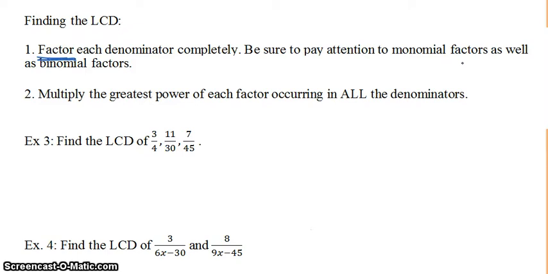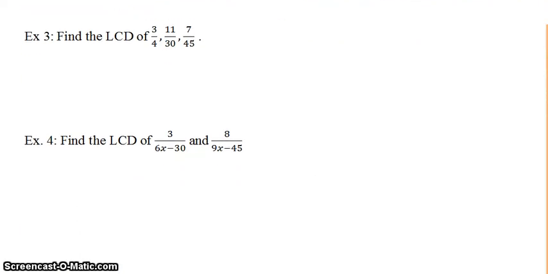Be sure to pay attention to the monomial factors. Monomials is where it's by itself, like x or 5a or whatever, as well as binomial factors, which are like something plus something or something minus something. So x plus a, x minus a, x plus 1, x plus 2, stuff like that. So make sure you're paying attention to both. Then it says multiply the greatest power of each factor occurring in all denominators. If this doesn't make as much sense, it will hopefully once we work on these problems.